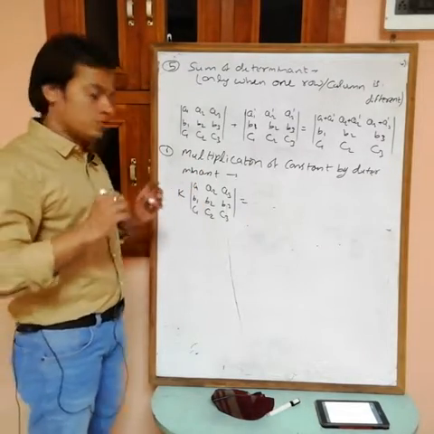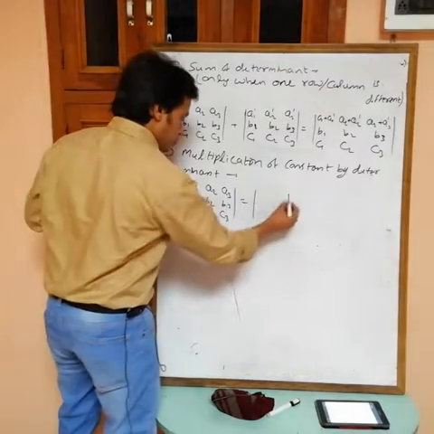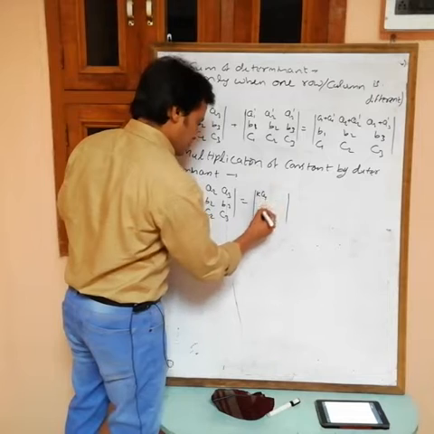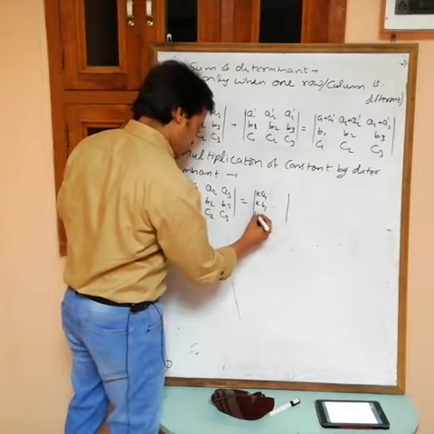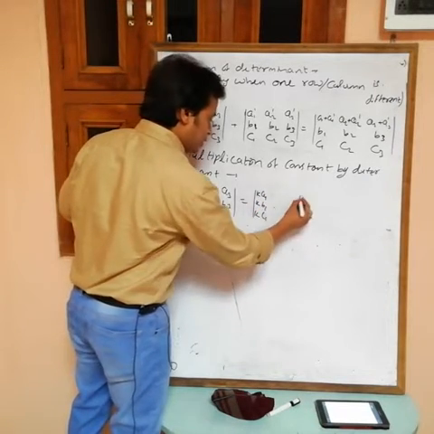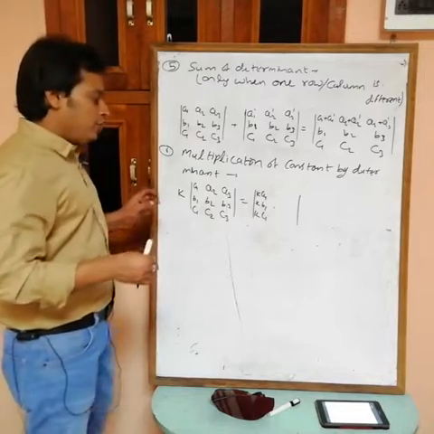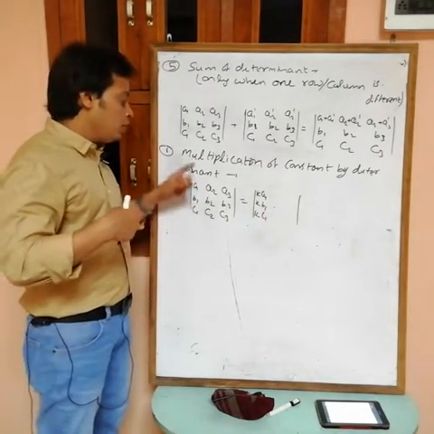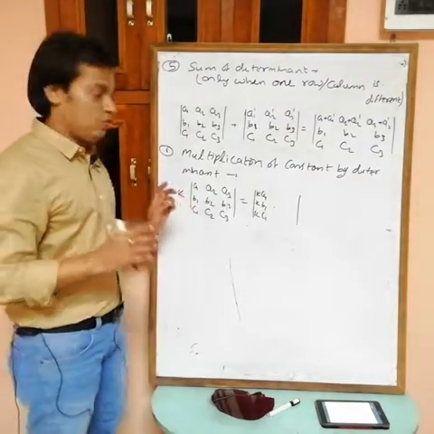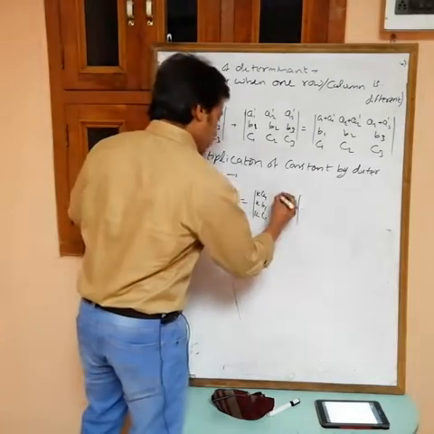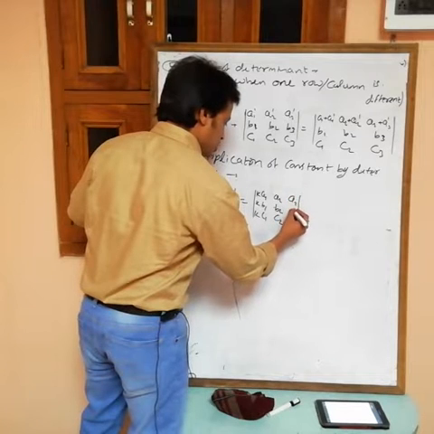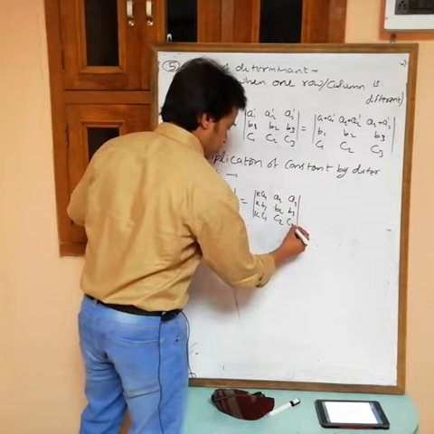Now choose any one row or any one column. Suppose I am taking the first column. So you can multiply k with only these: k a1, k b1, k c1. If you are multiplying a determinant with any constant, then you can multiply that constant with any one row or any one column. Now k is multiplied, and a2, b2, c2 and a3, b3, c3 remain the same.